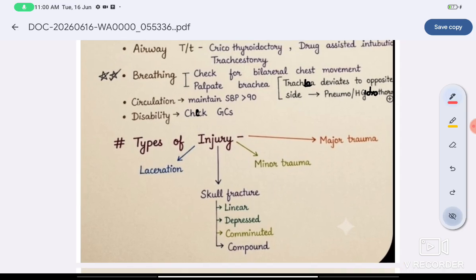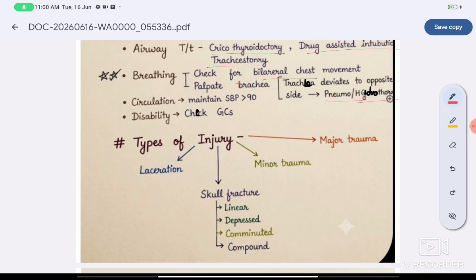So as we discussed earlier, airway treatment includes cricothyrotomy, tracheostomy, drug assisted intubation. In breathing, bilateral chest movements you have to check for. Then you have to palpate the trachea. The trachea should not be deviated to one side. If it is deviated, then you have to suspect pneumothorax or hydrothorax.